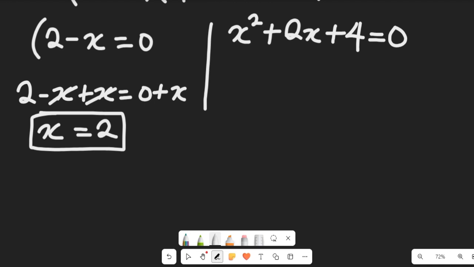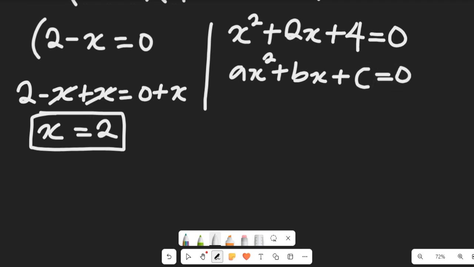Now, on the other hand, to get the other two solutions, we are going to compare this with ax squared plus bx plus c equal to 0.